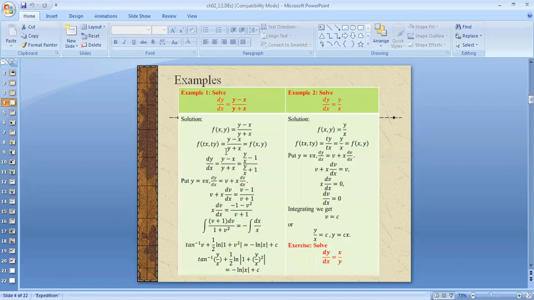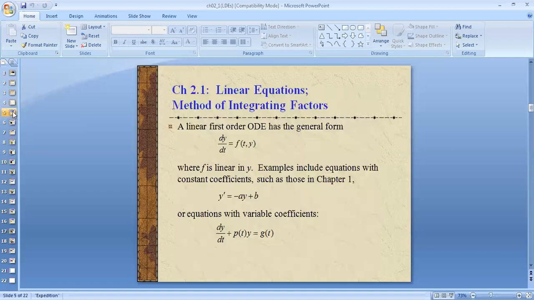Actually, we have studied and solved different types of differential equations like this before. This is left for you, since we studied it in our previous class. Now, the linear equation method of integrating factors.